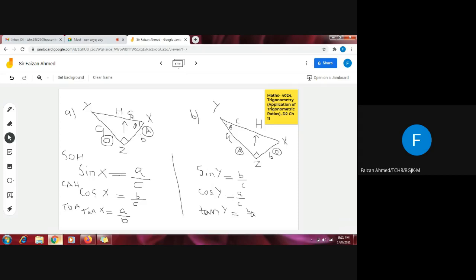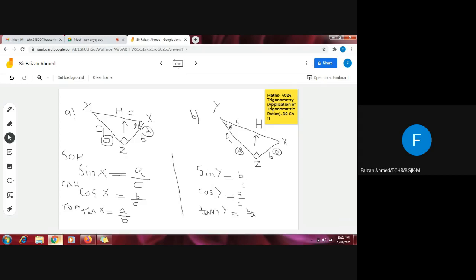The length of this side is C, which has been given in the question already. Now I will focus on the angle which is under consideration. I can see that angle X is under consideration in this part, so I will write a theta in place of X. This is angle theta, which is represented by X.